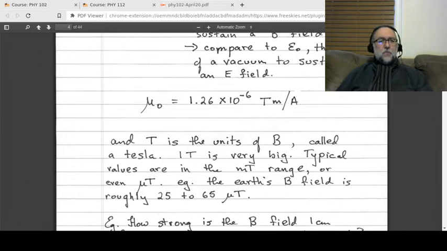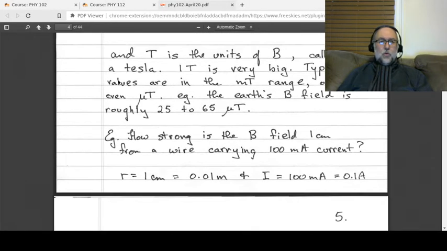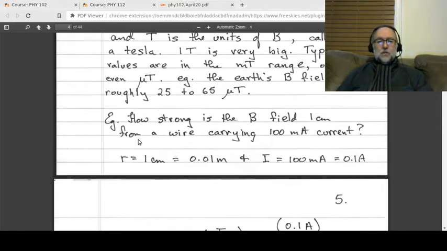So there you go. There's the magnetic field due to a wire. So we can do our first problem. It's pretty simple if you just plug into the equation. So how strong is the magnetic field 1 centimeter from a wire carrying a 100 milliamp current, okay? So 100 milliamps is pretty easy to create in the lab, okay? And so we have this wire, and we're just going to put 100 milliamps of current through it, and we're going to measure the magnetic field about 1 centimeter from the wire, okay?